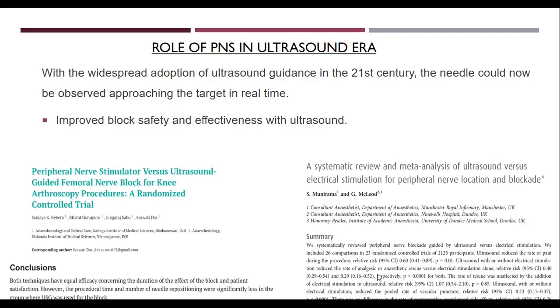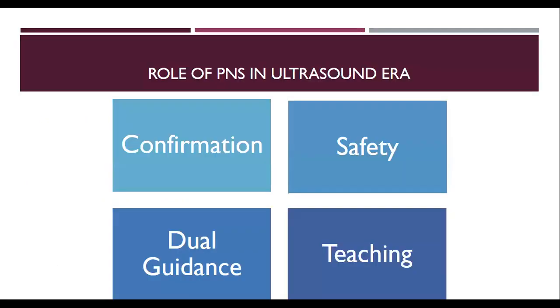And there was no difference in the rate of post-operative neurological side effects. Coming on to the role, as I told, if you use a PNS, there will be double confirmation. Even though you're seeing a nerve in the ultrasound, especially if the nerve is located deeper, you can use dual guidance with ultrasound and peripheral nerve stimulator so that you can have a double confirmation.